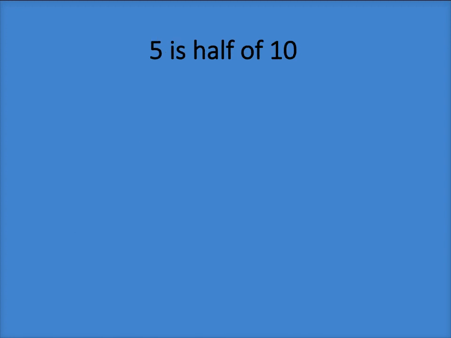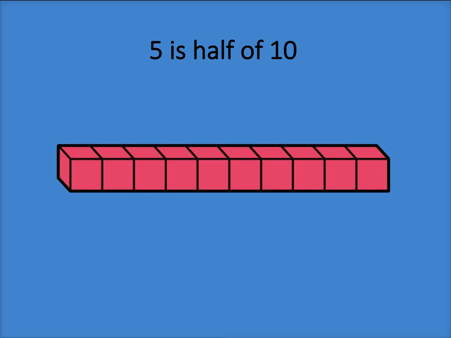Okay, so 5 is half of 10. Just to make sure, let's have a look at this picture. Here is a row of 10. If we cut that row in half, we can see that there are 5 blocks on the left-hand side of the line and 5 blocks on the right-hand side of the line.